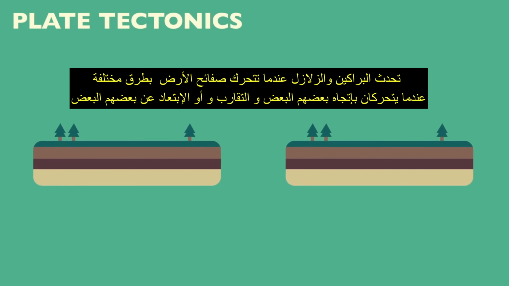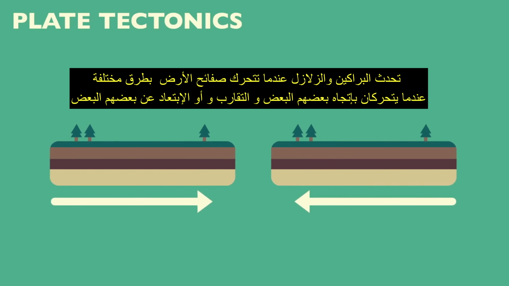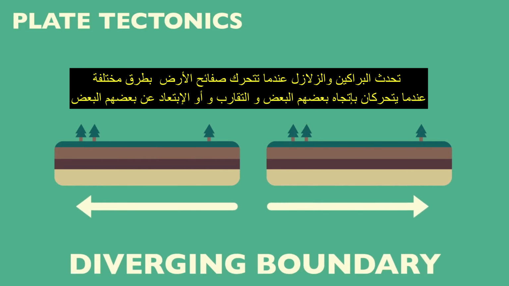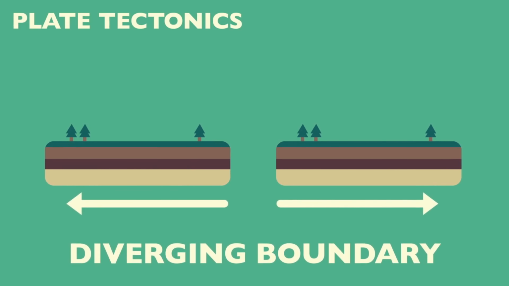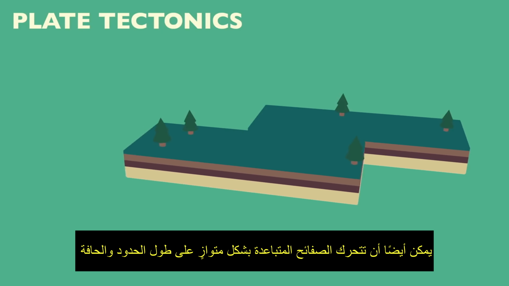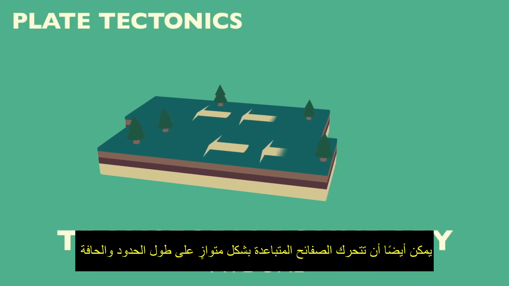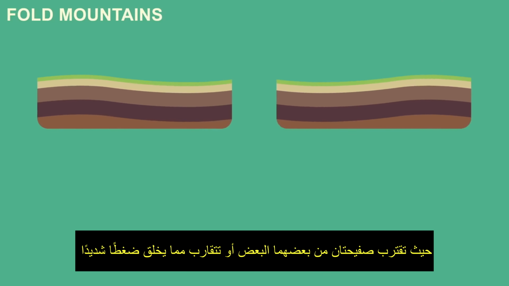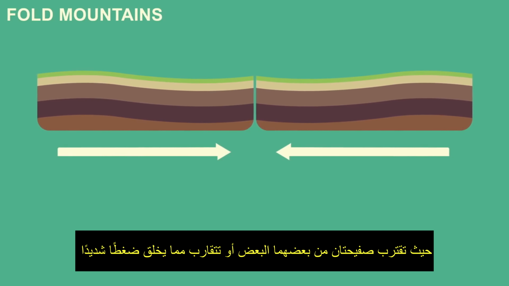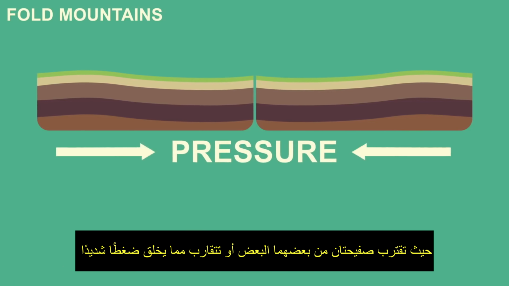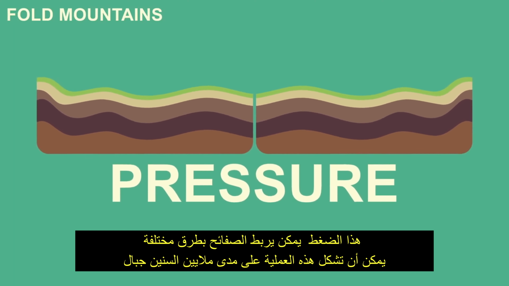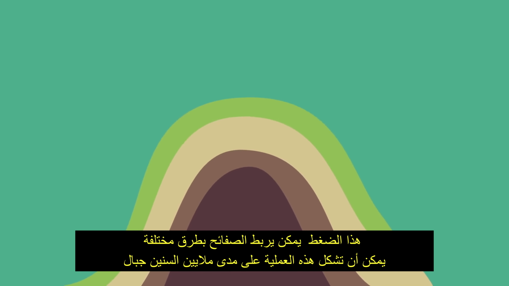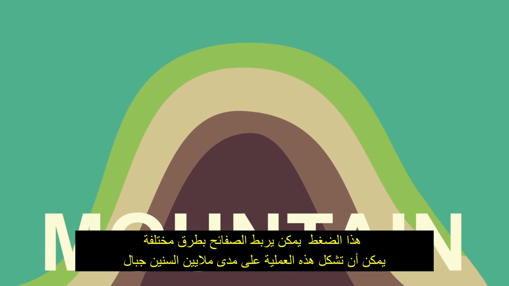Plates can move in different ways. They can move towards each other or converge. They can move away from each other or diverge. Plates can also move in parallel along a transform boundary. As 2 plates move closer to each other, or converge, this creates intense pressure. This pressure can cause the plates to buckle in different ways. This process, over millions of years, can form a mountain.